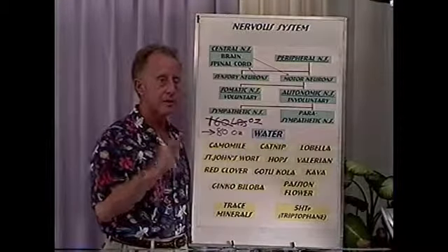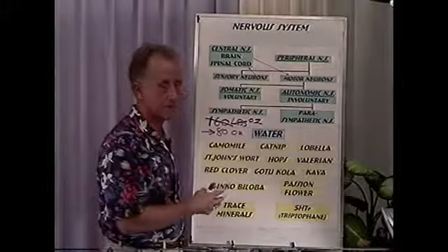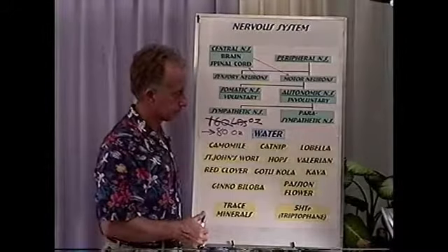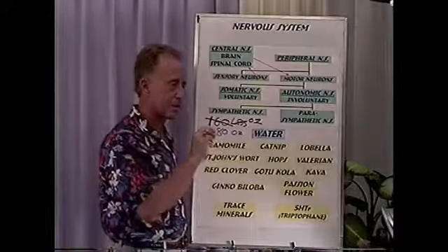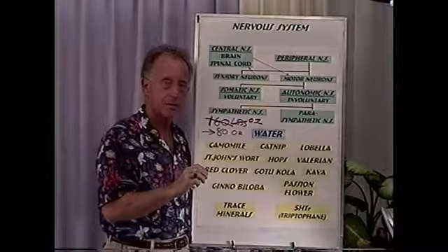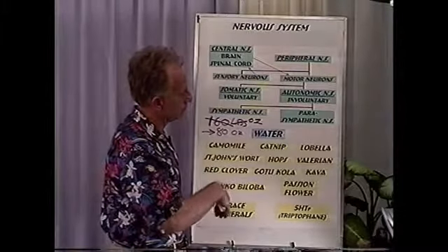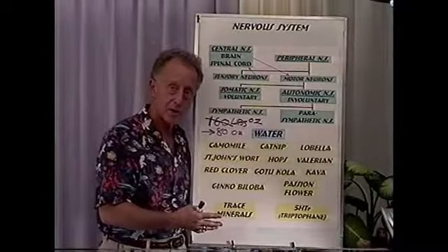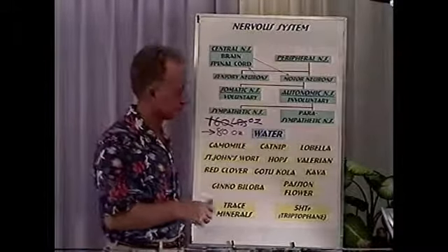Lobelia is a nerve muscle relaxer. Can be used through this entire system. Active ingredient lobeline is excellent. That's the thing that does the true nerve and muscle relaxing. It can be used for pains in the body. It can be used for blood pressure where it's being driven up with a nervous situation.